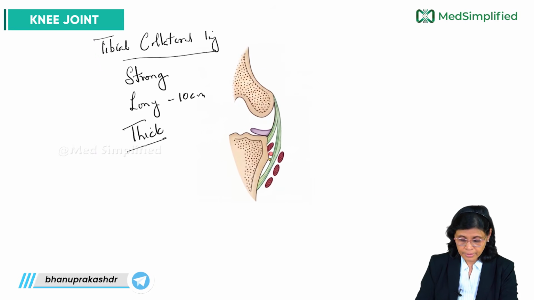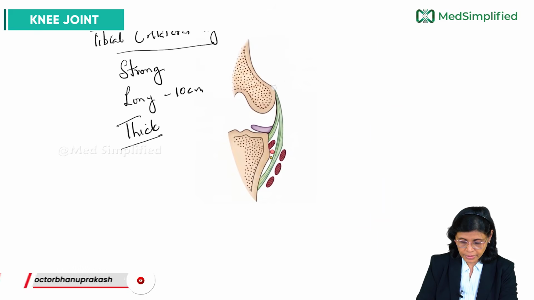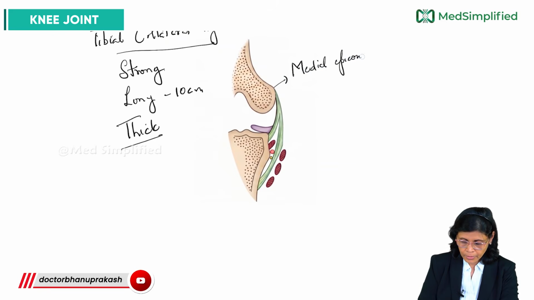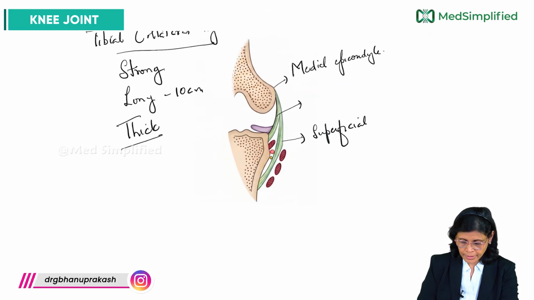Here, if you see, it has two bands. Above, it will be attached to the medial epicondyle of the femur. And there are two bands: this is the superficial band and this is the deep band.